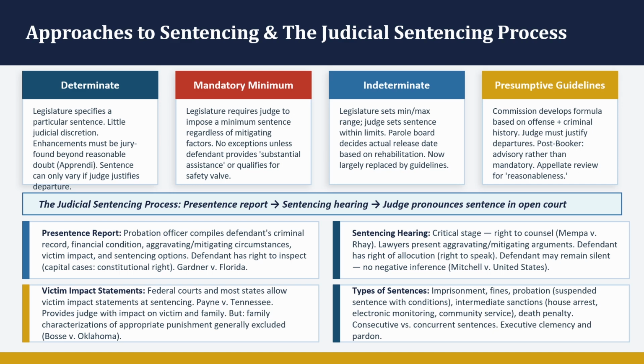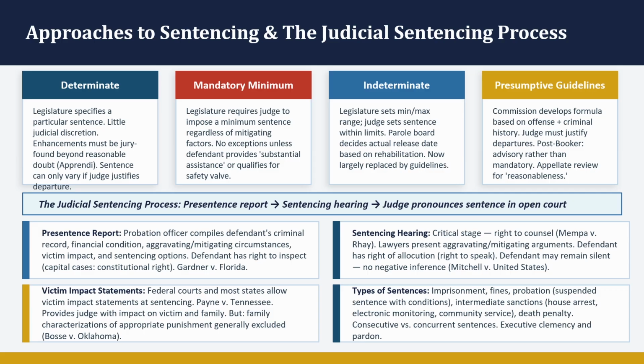Presumptive sentencing guidelines, the federal model, use a commission's formula based on offense severity and criminal history to produce a recommended range. Post-Booker, federal guidelines are advisory and not mandatory, and appellate courts review sentences for their reasonableness.